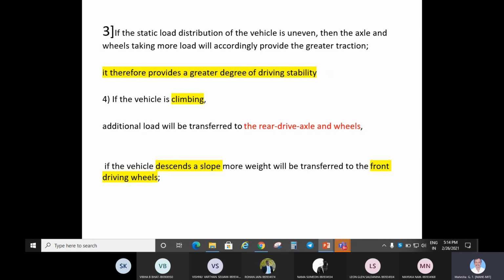A greater degree of driving stability will be there when compared to front wheel drive or rear wheel drive alone. These are also called 4x4 drive, normally for a car. While front wheel drive alone is known as 4x2 drive, rear wheel drive alone is also known as 4x2 drive. So 4x2 against 4x4.